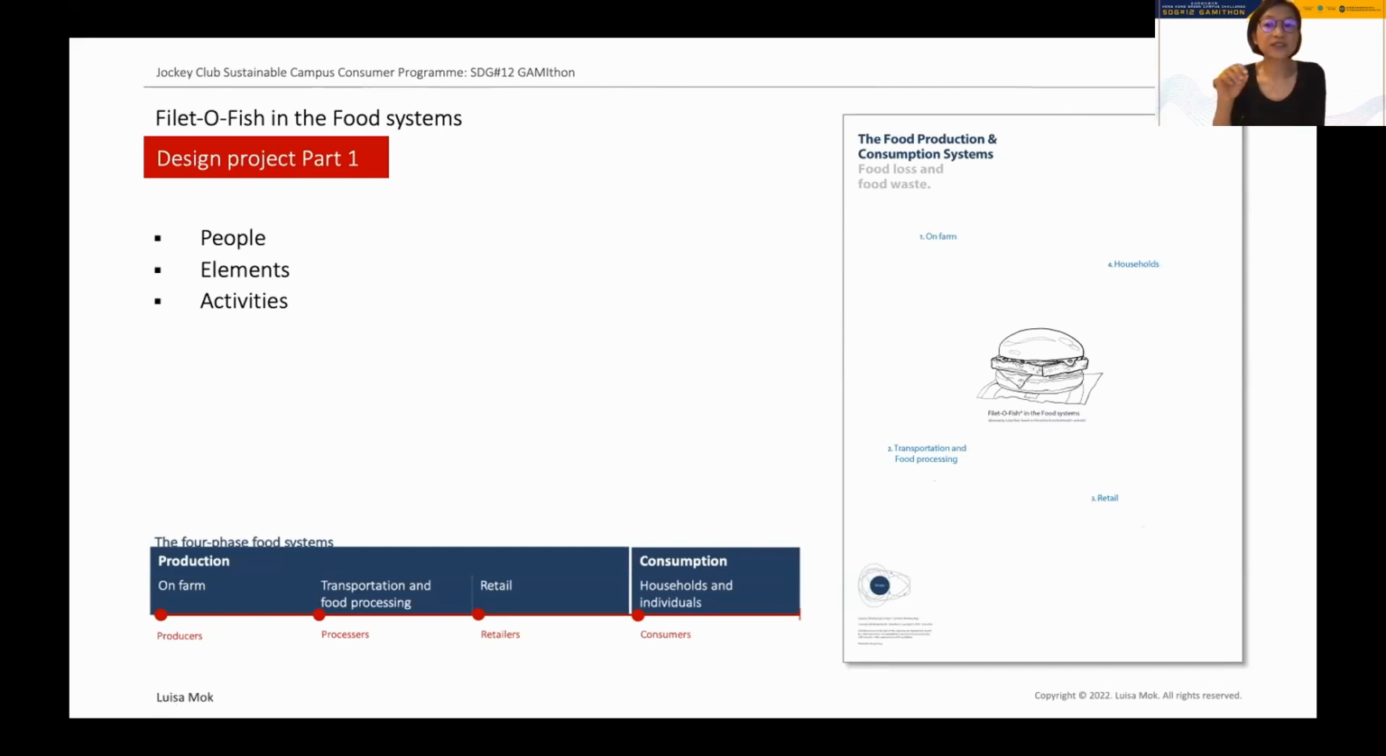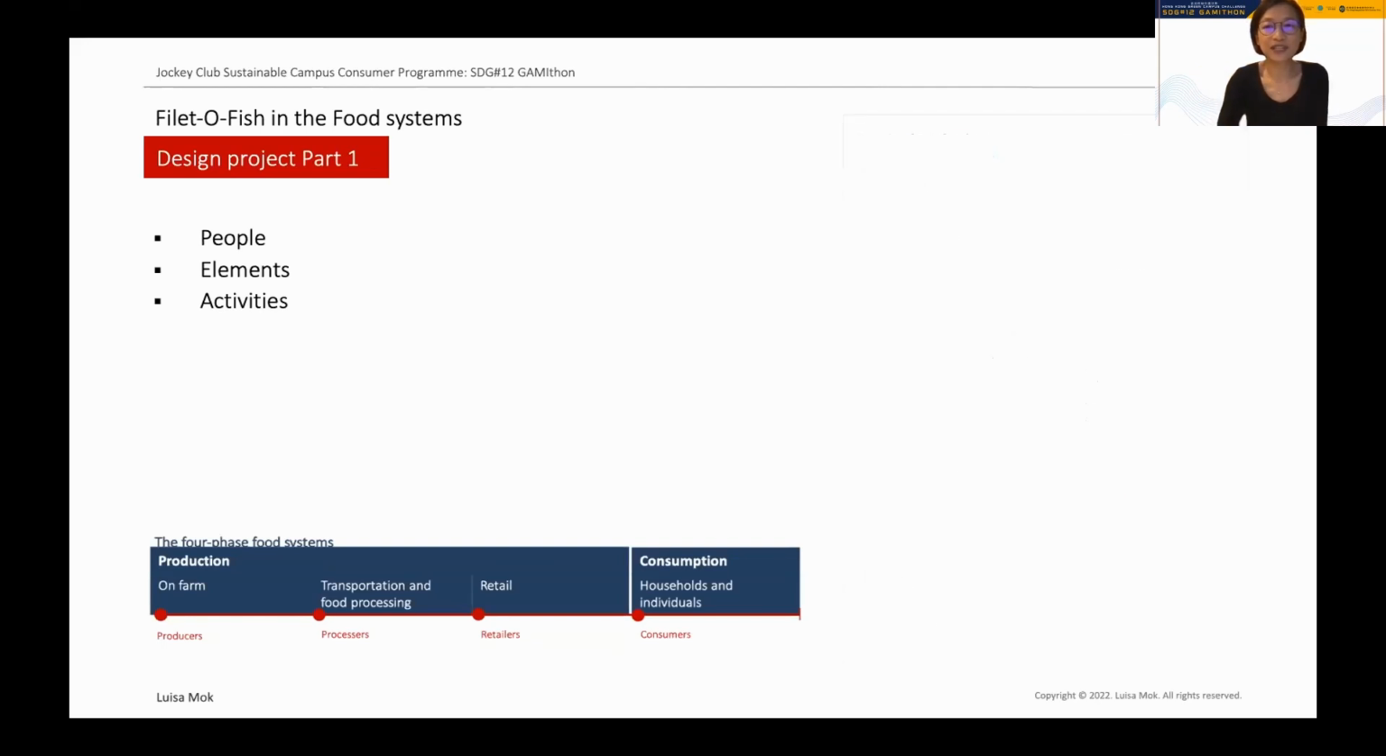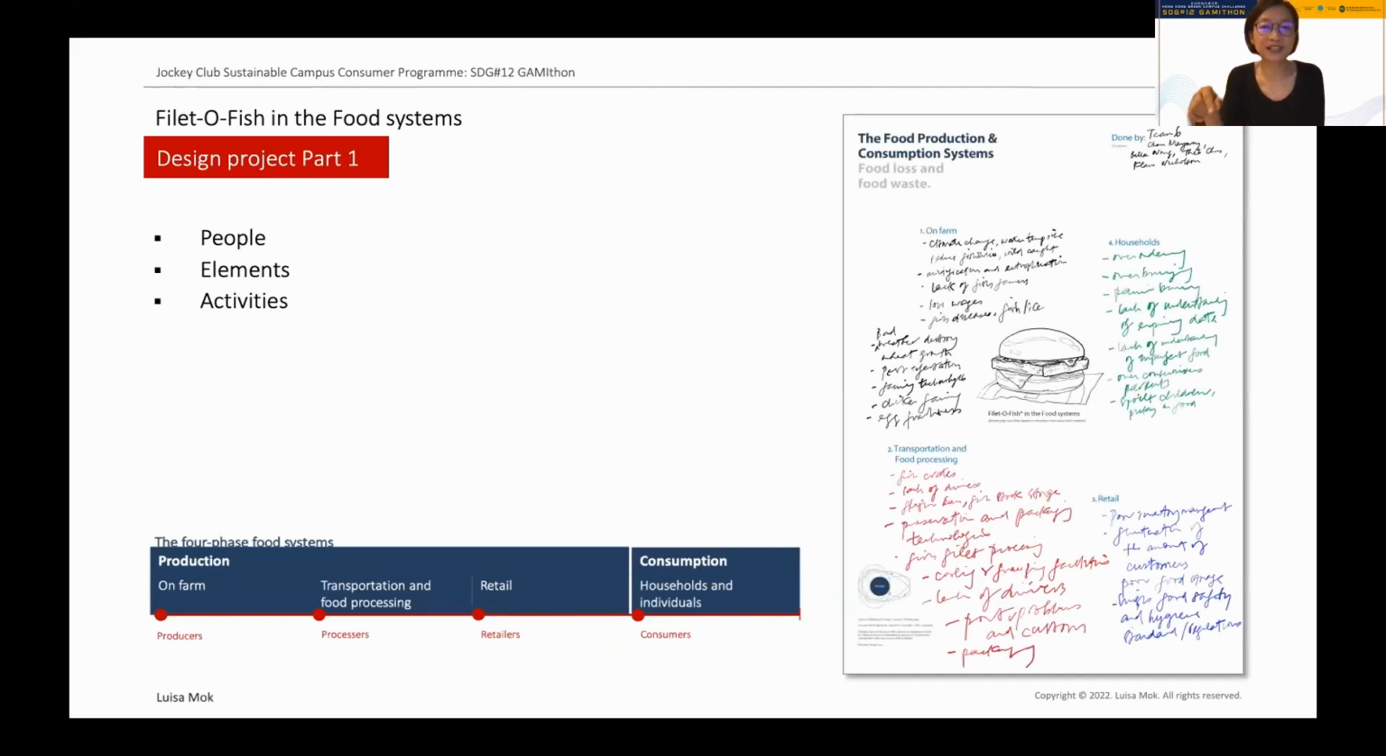So I want you to write down any possible people, elements, and activities you can think of. I will give you an example, and then you fill up the paper. This is the example that I showed you. First write down your team number and your name, and then write 3 things in each phase. You can use different colors to differentiate each phase. Here I use different colors, blue, green, red, black, to differentiate them. Okay, you will be given 15 minutes to do it, and then later you will submit to the chat box. Okay, shall we start now?